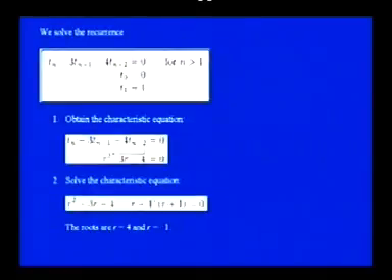I will start with a numerical example itself, because the best way of understanding a thing is by means of numerical examples. So, let me take an equation which says T n minus 3 T n minus 1 minus 4 T n minus 2 equal to 0 for n greater than 1. Two initial conditions are given, T naught equal to 0, T 1 equal to 1.